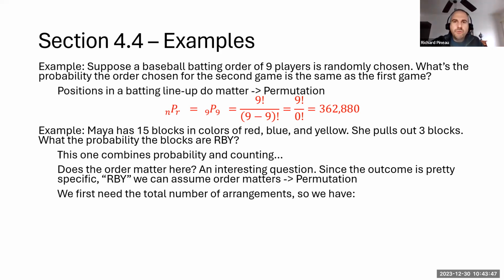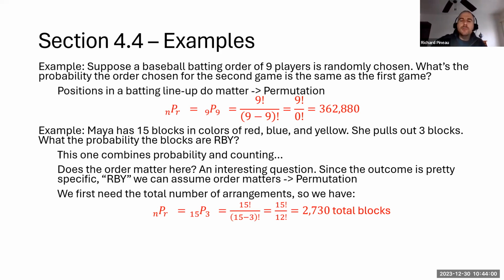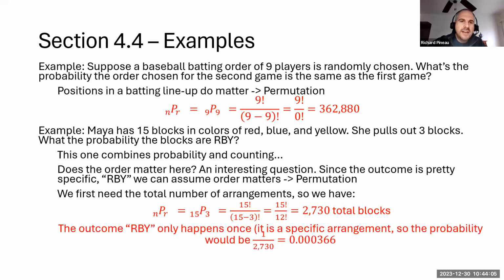So we need to know the total number of arrangements that we have first of all. So in this case, since the order matters, it's a permutation. We have 15 of these blocks. Again, we're only selecting 3. So that gives me 2,730 total arrangements of these blocks, not total blocks, but total arrangements of these blocks, okay? So the outcome RBY only happens once because it is a specific arrangement. So the probability here would be 1 out of that 2,730. So a pretty low chance.